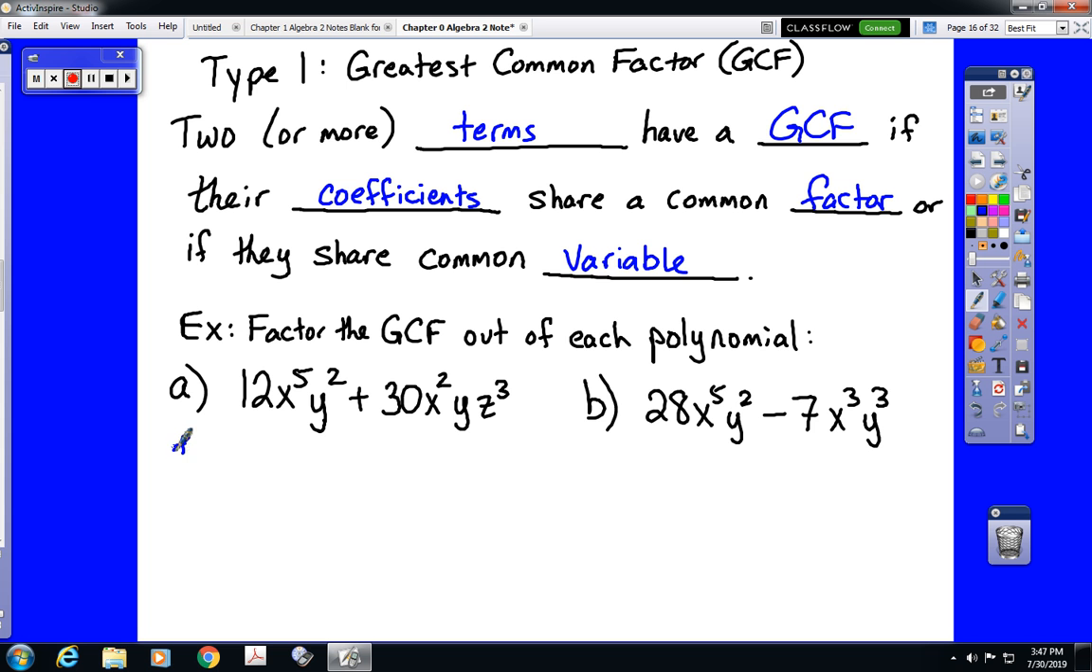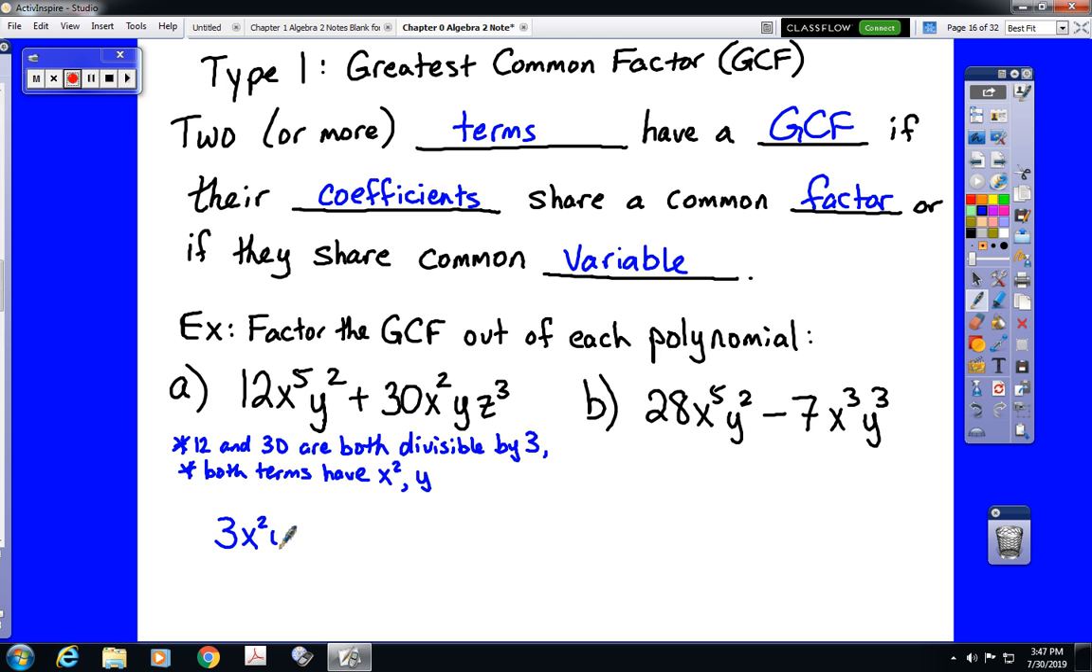So what we should think to ourselves is 12 and 30 are both divisible by 3. And both terms have at least an x squared and at least a y. So our GCF is 3x squared y. So we're going to write that in front of a set of parentheses.